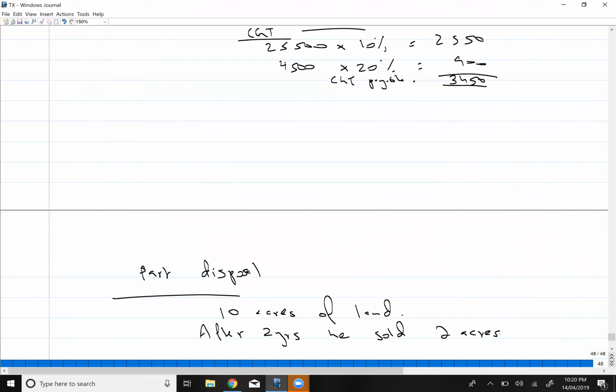Now I know exactly for how much those 2 acres are sold for. But the main problem is cost. There's a part disposal. Although on day one he purchased 10 acres, after 2 years he's not selling the entire 10 acres. He is just selling 2 acres of land. You know the sales proceeds, but the main problem is cost.